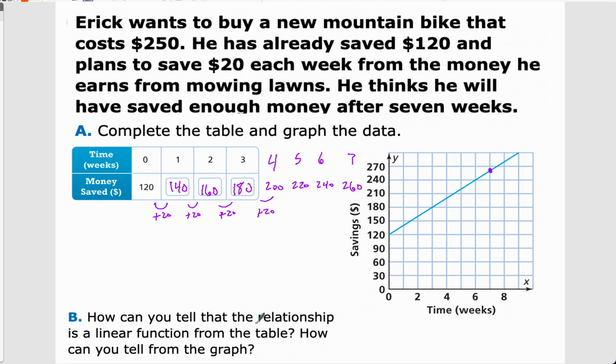How can you tell it from the graph? I love these questions. How can you look at the graph and tell that this is linear? Because it makes a straight line. Doesn't get much easier than that. So since that makes a straight line right there, it is linear. There you go. It's got a constant rate of change. All right, that is basically what I wanted to get out of the warm-up.